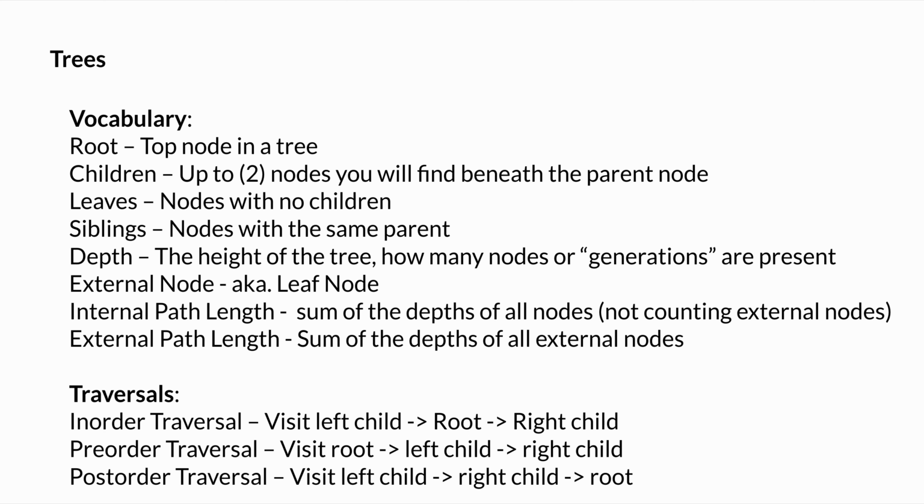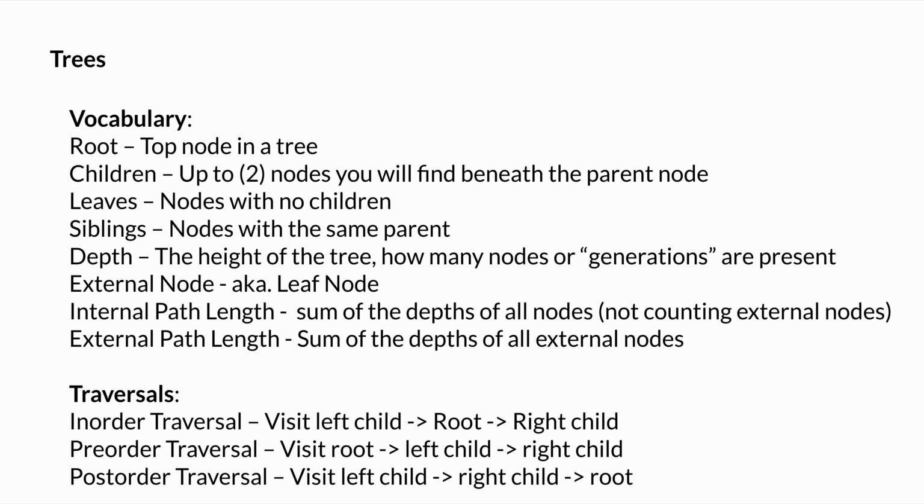So the external node is another way of saying leaf node. The internal path length is the sum of the depths of all nodes. So that little segment is wrong. We are counting the depth of all nodes. The external path length is only the sum of the depths of the external nodes. So the external path length only considers the depths of the leaves, if you will, of the binary search tree.